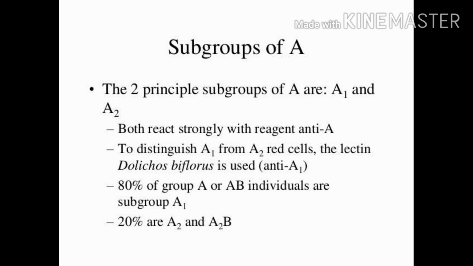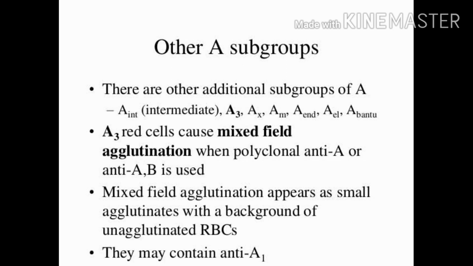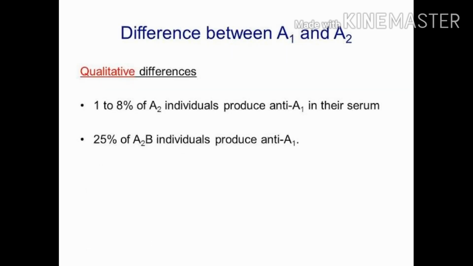Now A blood group has some subgroups, mainly A1 and A2, and the name is derived from Dolichos biflorus. 80% of individuals of A and AB have the A1 blood group. There are other subgroups present, among which A3, AX, AM, AN, etc. A3 red blood cells cause mixed field agglutination when polyclonal anti-A and anti-AB are used for detection. Mixed field agglutination appears as small agglutinates with a background of unagglutinated cells.